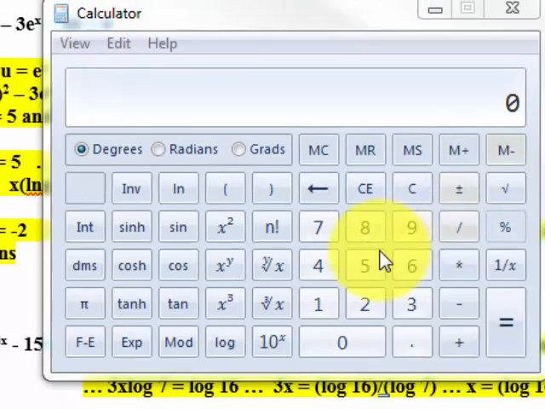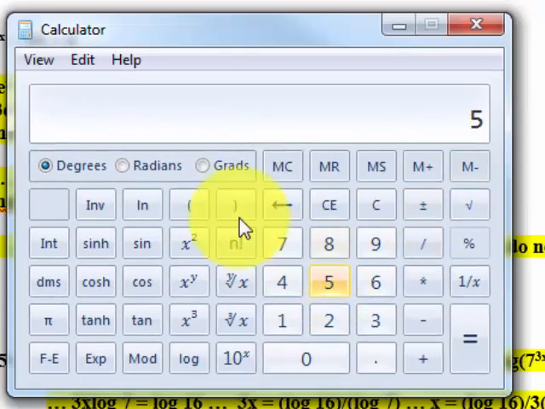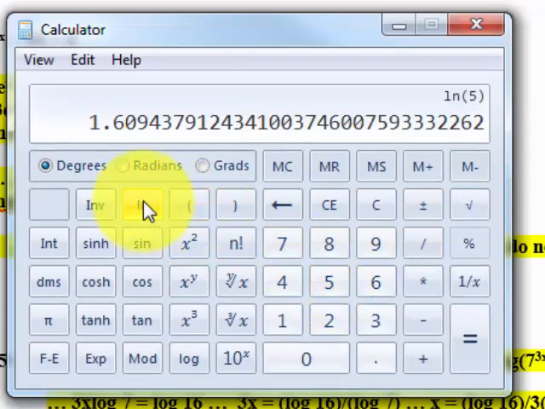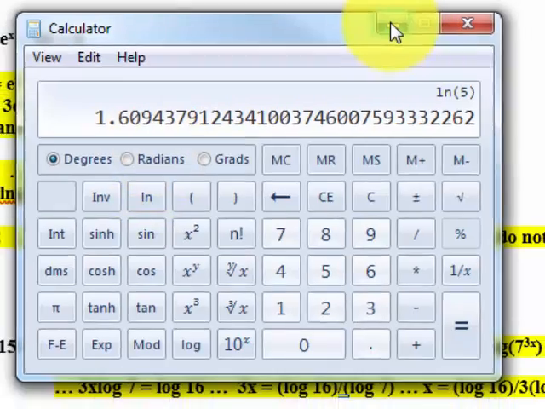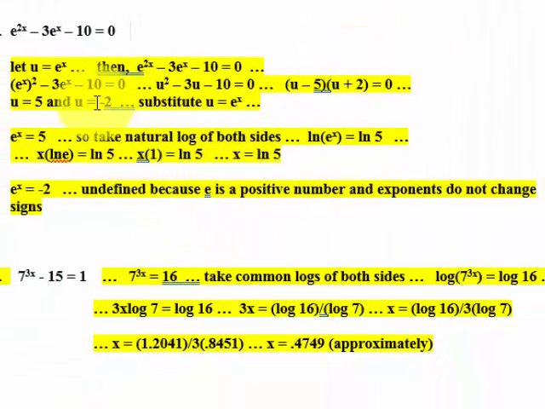And I will show you how to do that. You just take 5 and hit natural log, ln. Boom. So it's about 1.61. That's what x equals the first time.